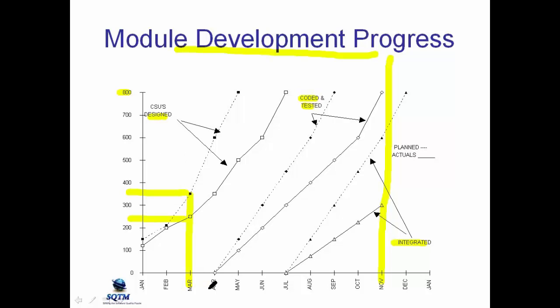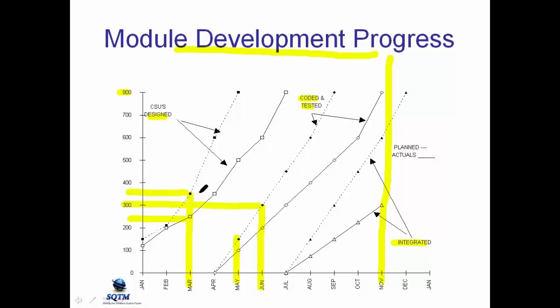And what we're saying is, in April, we were going to start coding. We can start coding on the earlier modules that we've already designed. This is the planned schedule. And in May, we expect to have 150 modules coded and tested. And in June, we're supposed to have 300 modules coded and tested, and we only have 200 modules coded and tested. So where are we in June? In June, we're 100 modules behind in coding and testing.